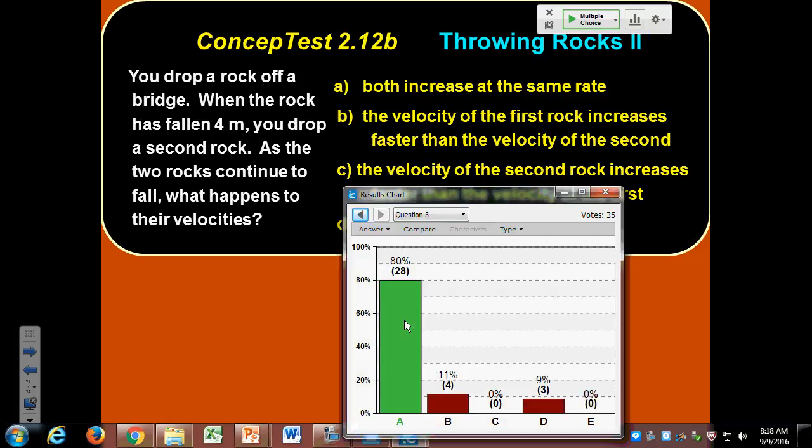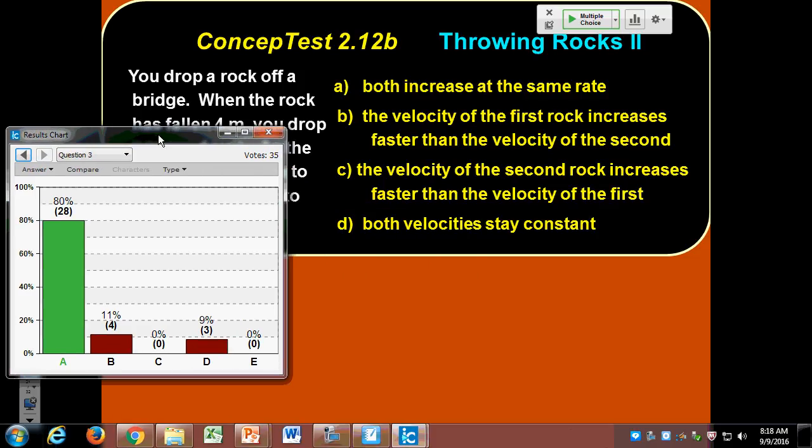Okay, both will increase at the same rate. If you look at these other options, B and D, the velocities don't stay constant because they're in free fall. The velocities are definitely going to change because they're in free fall and they're going to be accelerating at a rate of minus 10 meters per second squared.